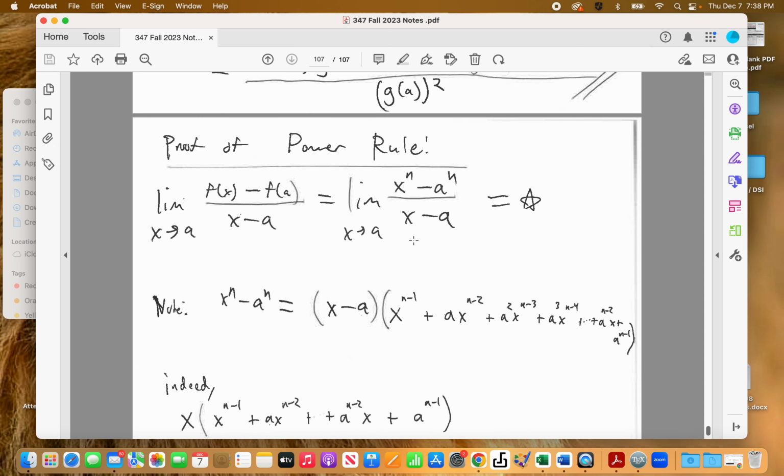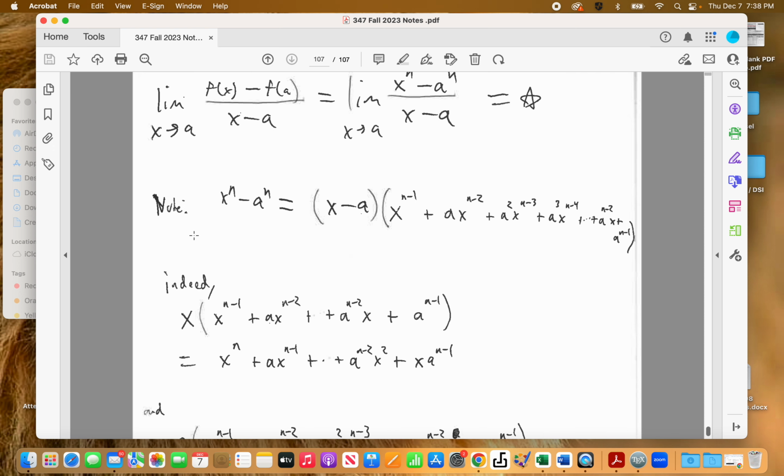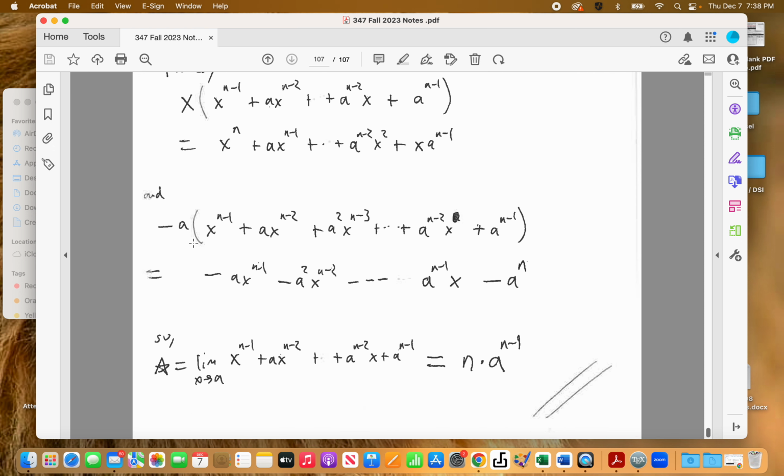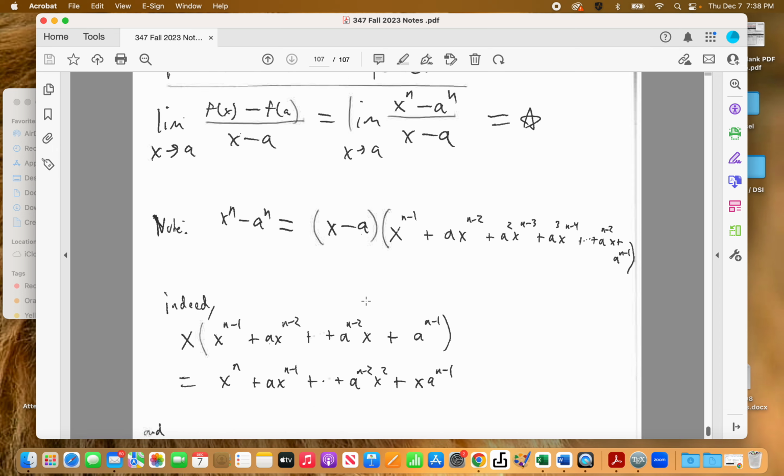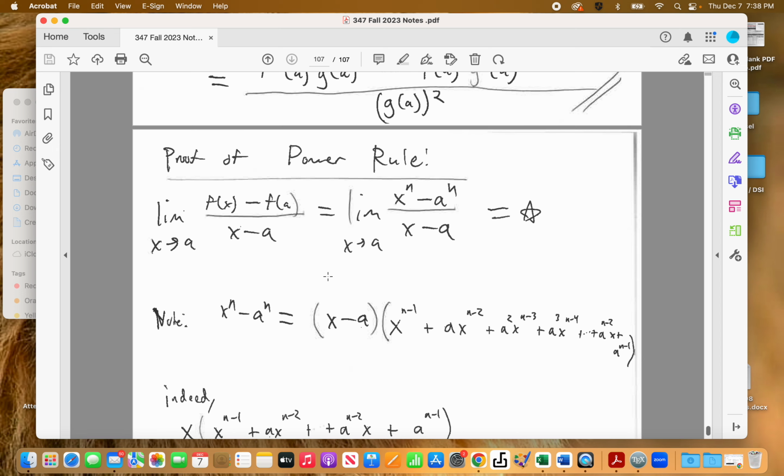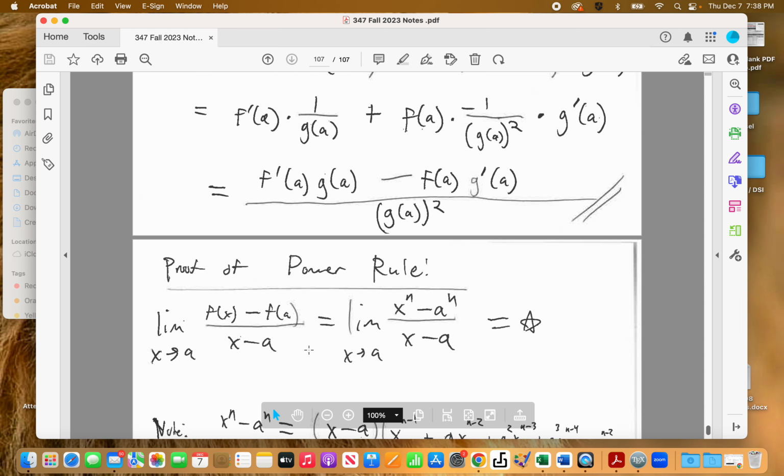By the way, I wrote down the proof of the power rule. It's not going to be on the exam. I wrote it down in my notes just for completeness. But this will not be on the exam. The power rule will not be there. It was fun to do that with you guys in class, but that will not be on the final exam.